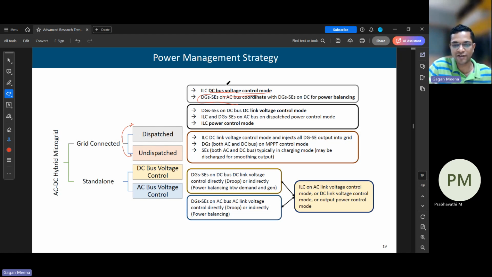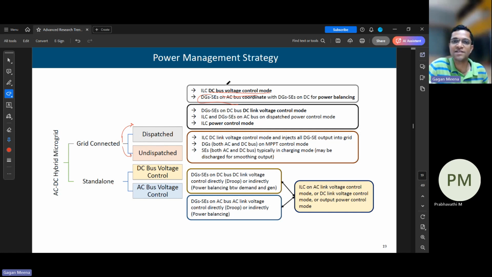They are not trying to maintain voltage at their terminal. In this case, they are trying to track the P and Q reference. And that's why maintaining the voltage at the AC bus as well as the DC bus will be done by the interlinking converter. So the interlinking converter will try to maintain the DC bus voltage in this mode. Yeah, that is one strategy.